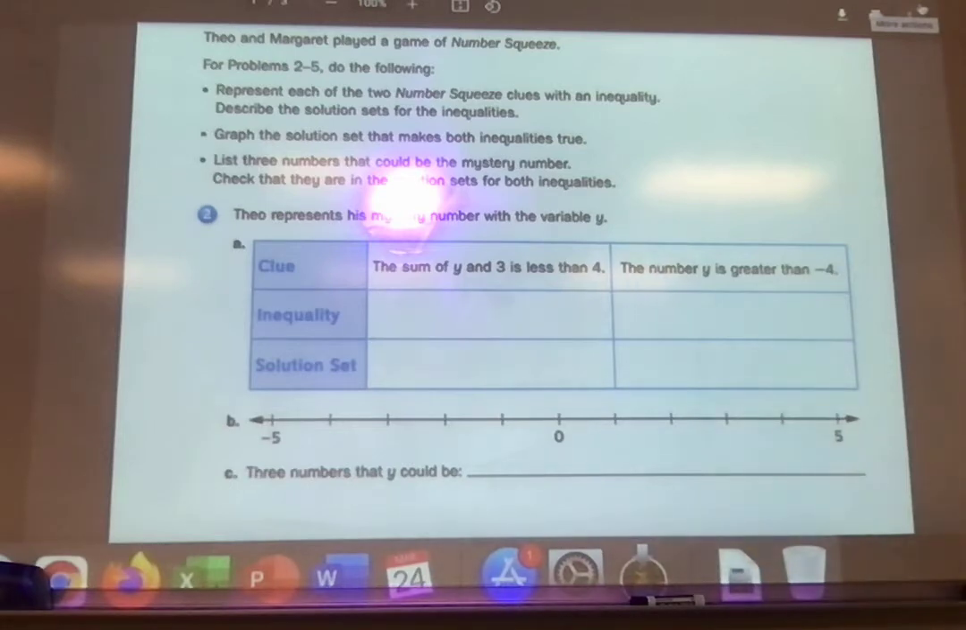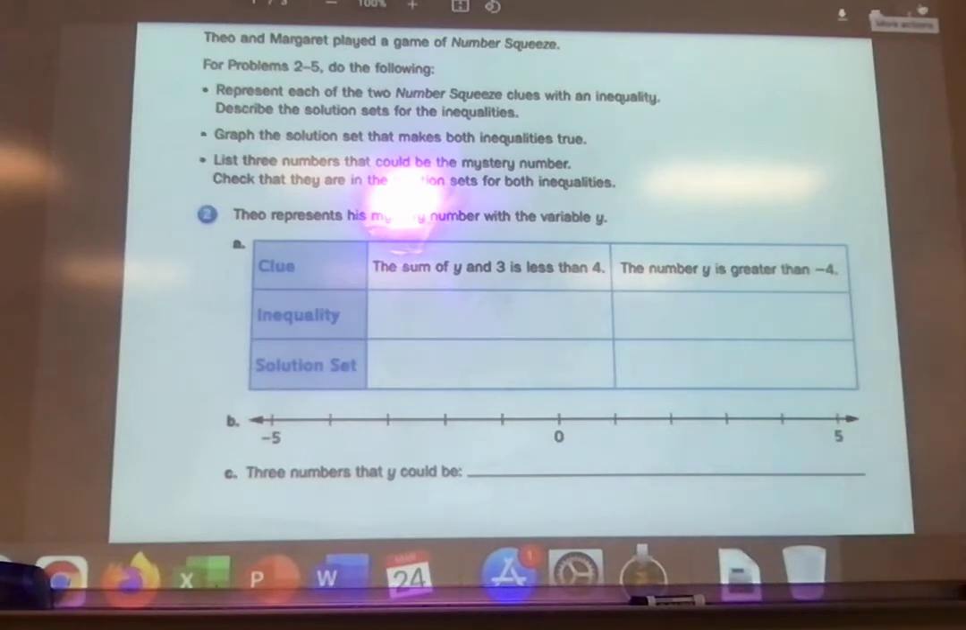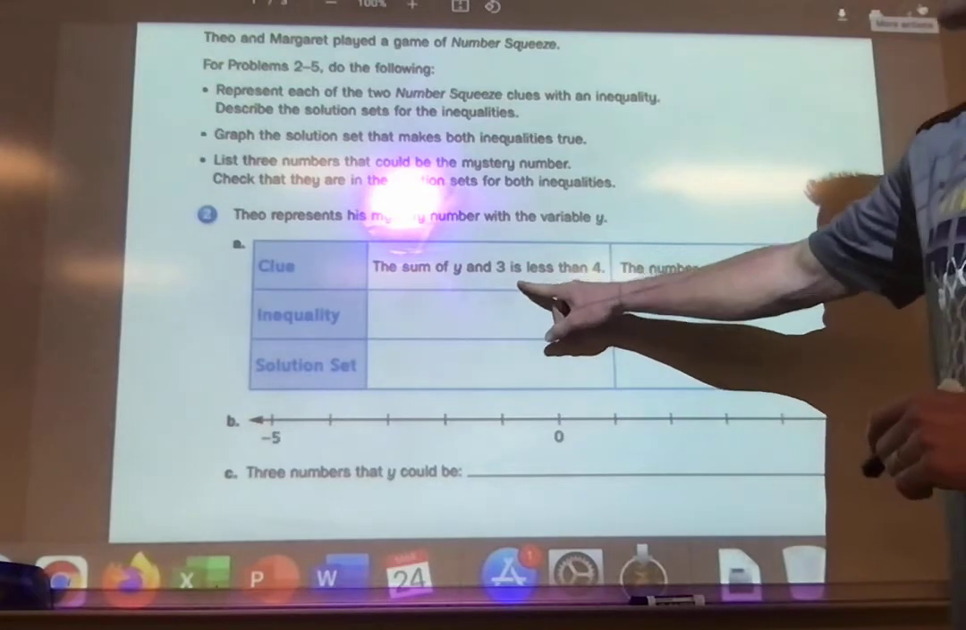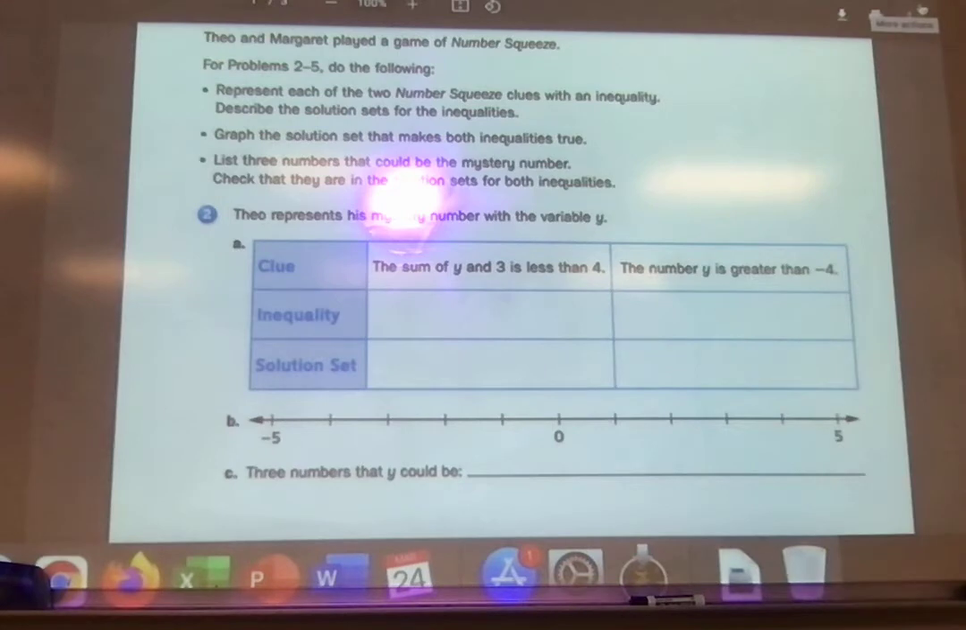In this case, there's a game called Number Squeeze where you're trying to find numbers and you get hints and then you make guesses. So we're going to look at those situations to write some inequalities and show the solution set and graph it. We've got a couple of clues here, and then we're going to write the inequality, get this into that math algebra language, and figure out all of the solutions for this inequality and for this situation, and give some examples.